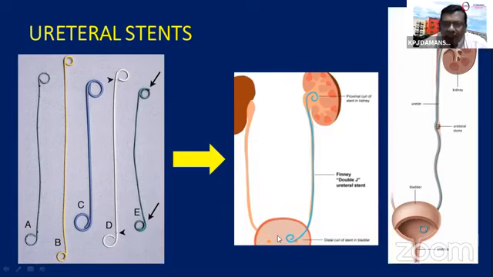Why do we put in the stent? Because sometimes during our procedure, it causes a lot of bruising. There's nothing wrong with the bruising. It's okay. It's a normal thing. But when there's bruising, there can be some swelling. So the stent is inserted so that urine can pass through without any pain.